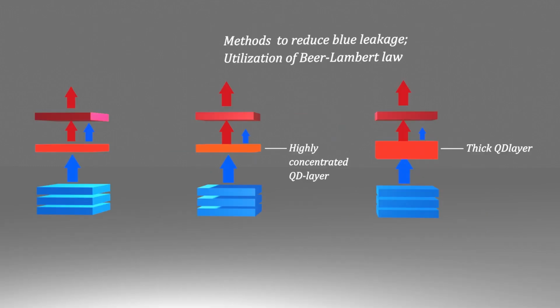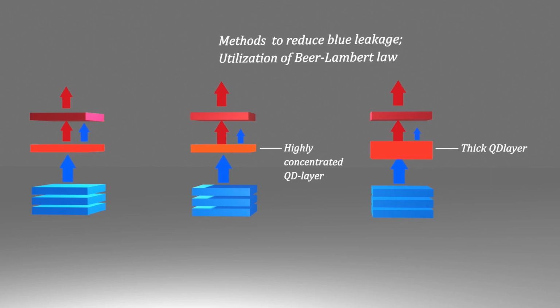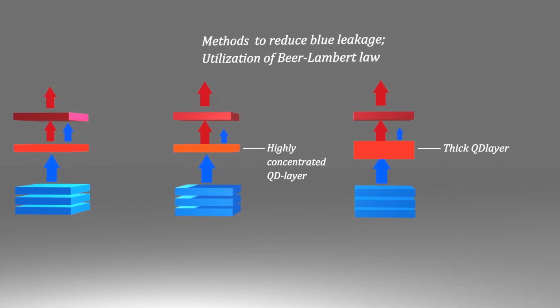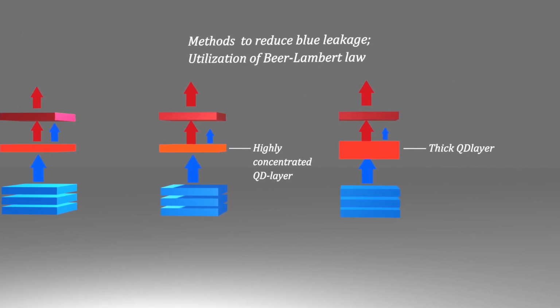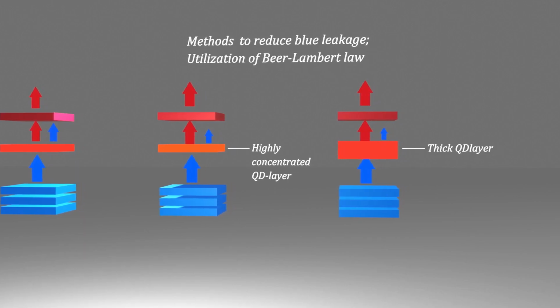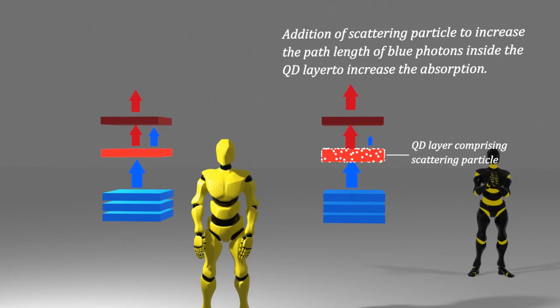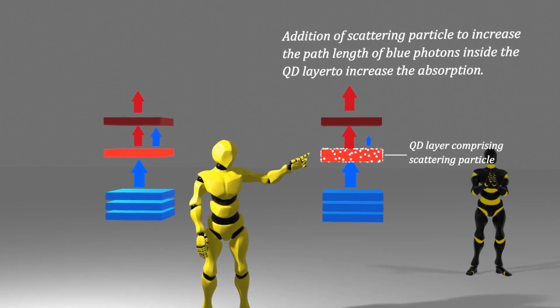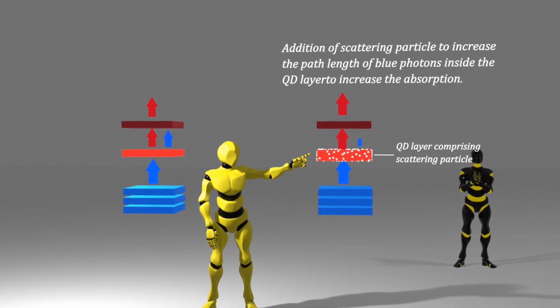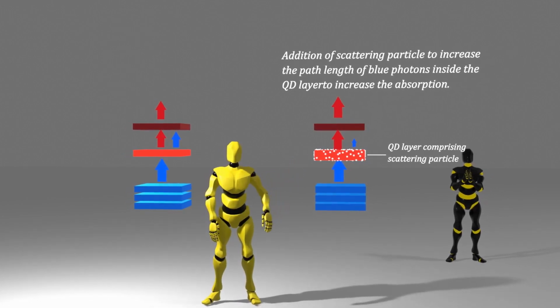The simplest way to solve this problem is to increase the quantum dot concentration inside the QD layer and increase the thickness of the QD layer. As it appears, Samsung is already using it to the maximum without reducing the efficiency. According to the Beer-Lambert law, increasing the thickness of the QD layer can also increase the absorption of blue light. However, if the QD layer becomes too thick, it causes various problems on the device side, so there is a limit. An effective way to increase the absorption of blue photons without increasing the thickness is to add scattering particles to the QD layer. The blue photon enters the QD layer and hits the scattering particles many times until it exits the QD layer and changes its direction, so the same effect as significantly increasing the thickness of the QD layer can be achieved.